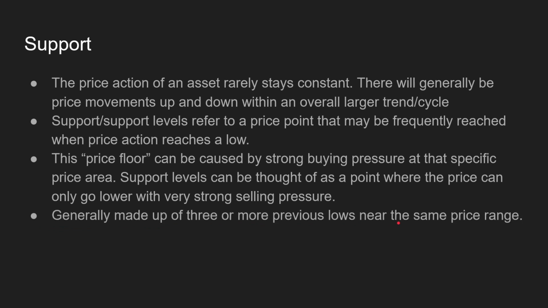Now, generally, when we think of levels of support, we want to try to find and identify levels that are made up of 3 or more previous lows near that same price range. So price can come down to this invisible line, and for it to be considered a significant level, we want to look for 3 or more previous instances where price came down to it and did not fall below it. Essentially, price came to it and bounced off. Price came to it, bounced off. And the more of these touches that we see, the more significant we could say that level is.